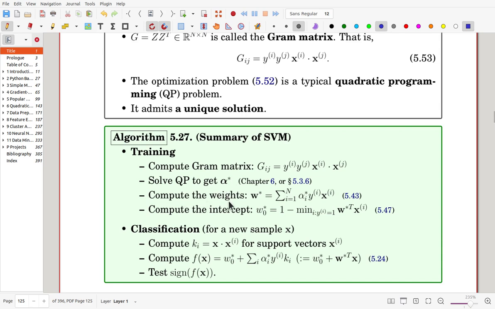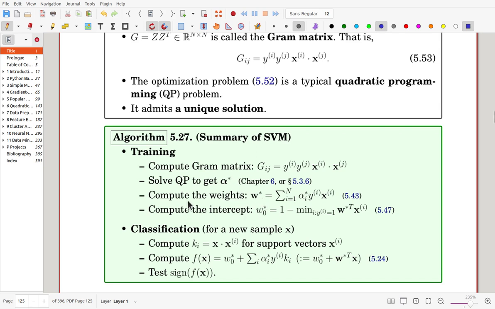Once alpha is obtained, the optimal value, then we can compute the weight W, and that is the first KKT condition. Now we can get the optimal value W0, which is 1 minus the minimum over yi equal 1 of that dot product. So we can get here W star and W0 star, and also alpha star.